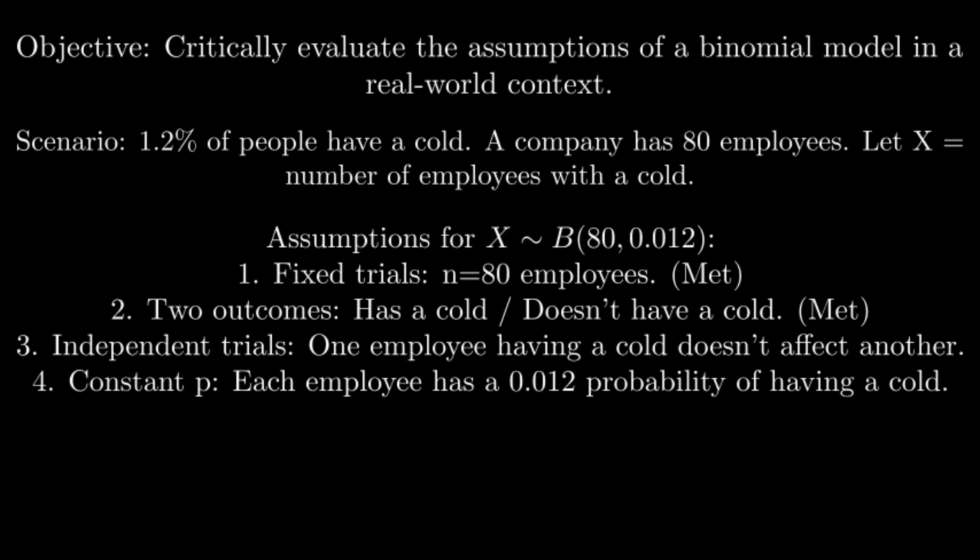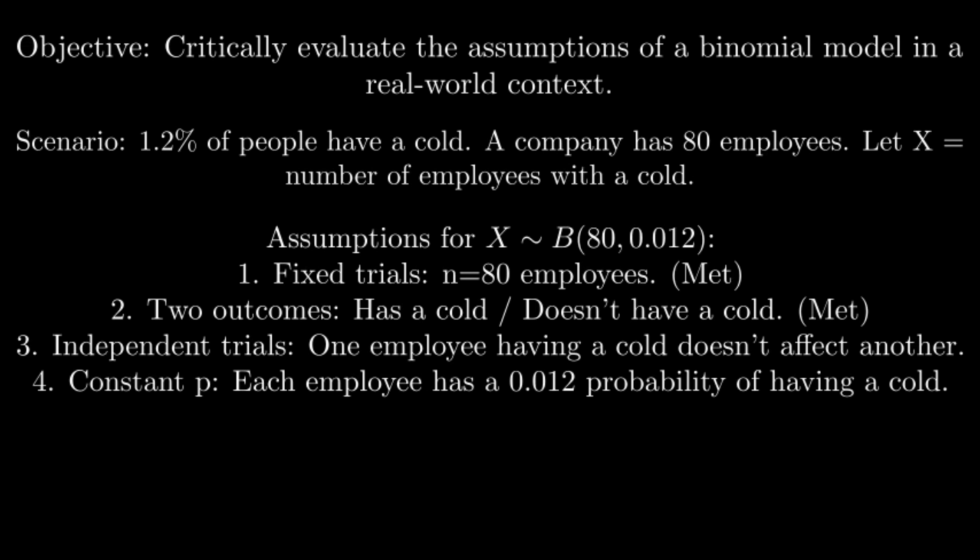We need two outcomes. Either an employee has a cold or they don't. We need to assume that the trials are independent, meaning one employee having a cold doesn't make it more likely for another to have one. And we need to assume a constant probability of success, p, of 0.012 for every single employee.